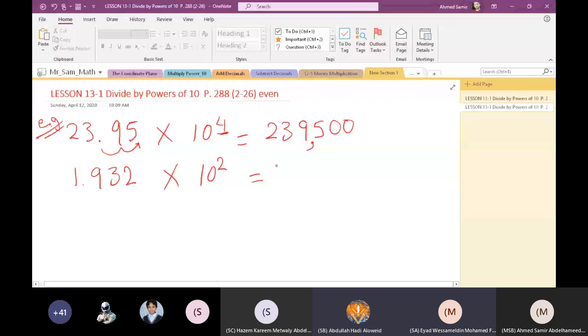We move the decimal point here. Where to move it? To the left or to the right? To the right. Okay, how many spaces? How many digits is the power? 2 spaces. 1, 2. So the answer would be 193.2. Excellent job.